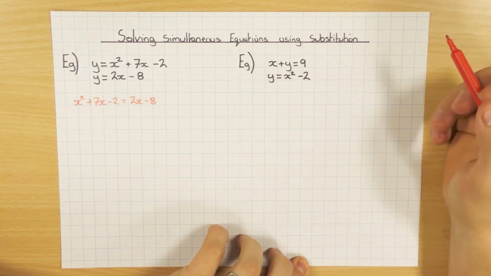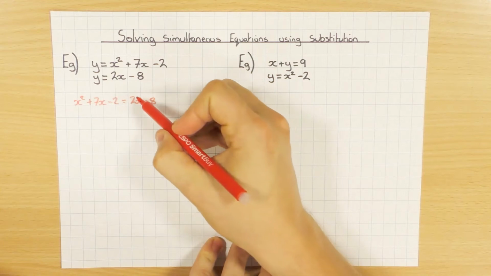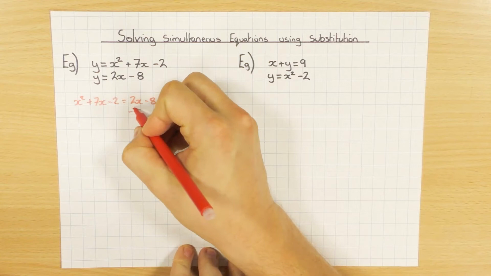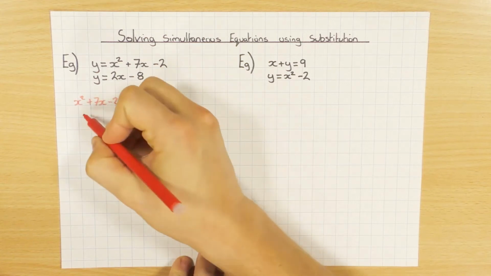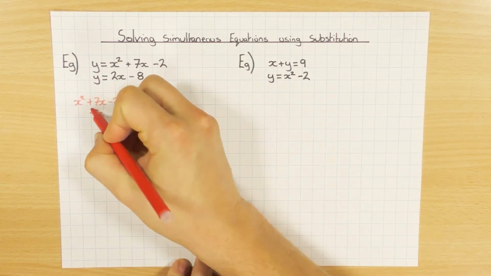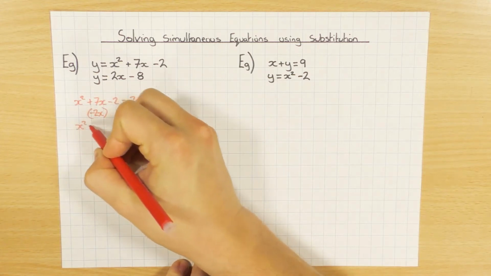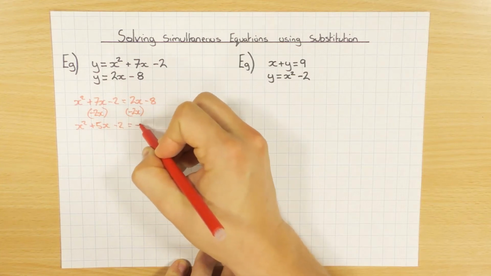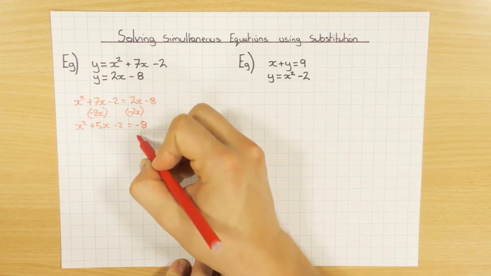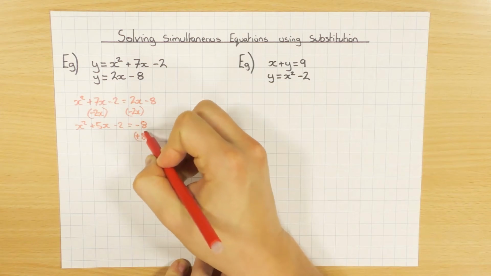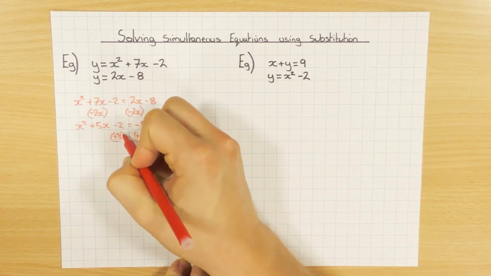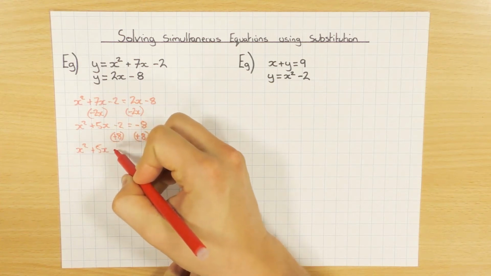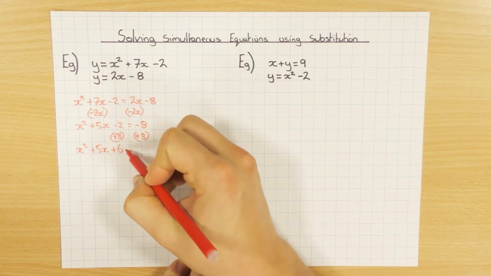To solve it, you need to have it equal to 0. So I'm going to get rid of everything from this side and take it over to that side. The first step is to minus 2x from both sides. So I'm using the balance method here. So I'm left with x squared plus 5x minus 2 equals minus 8. And I'm going to get rid of this to make it equal to 0 by doing the opposite. So add 8 to both sides, which leaves me with x squared plus 5x plus 6. And again, it equals 0.